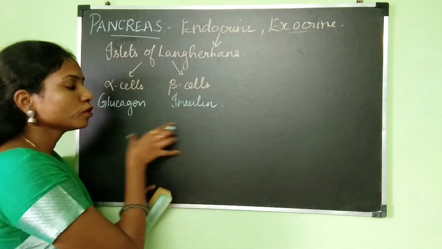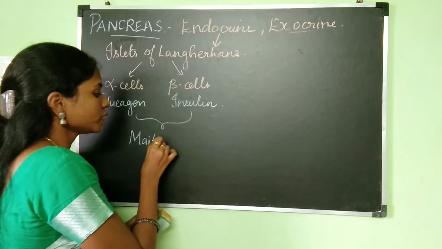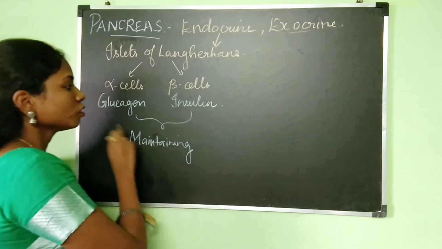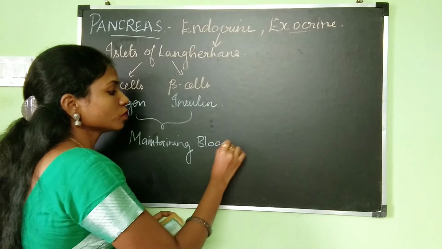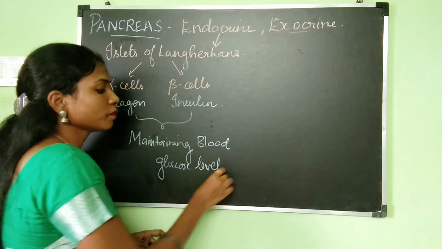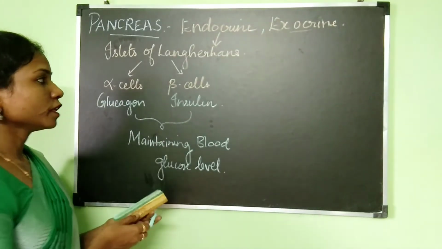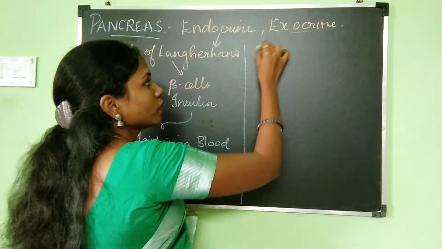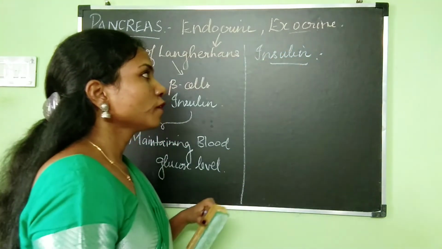So what is the work of both of these hormones? Both of them maintain the blood glucose level. Both glucagon as well as insulin will maintain the blood glucose level, or the blood sugar level. Now let's see the function of insulin and the role of glucagon separately. So first, let's understand the role of insulin.